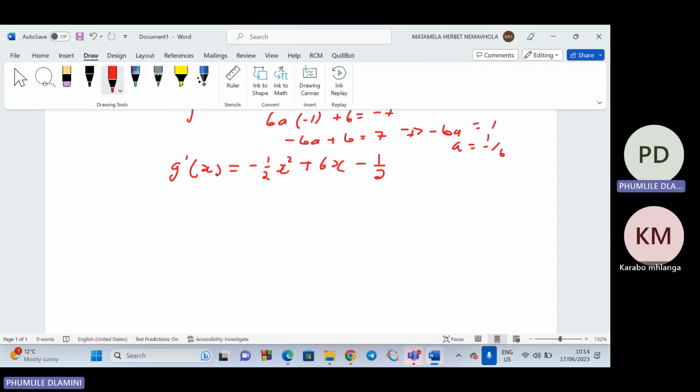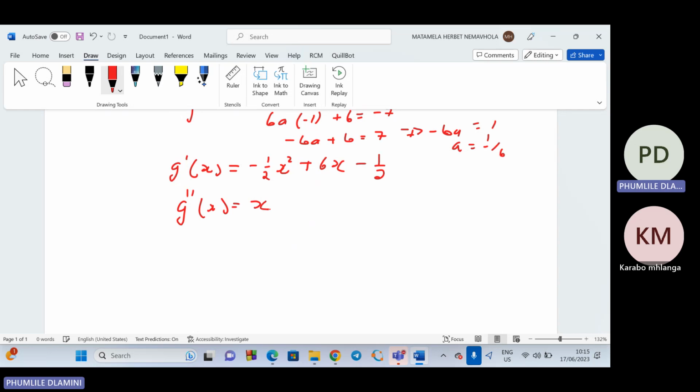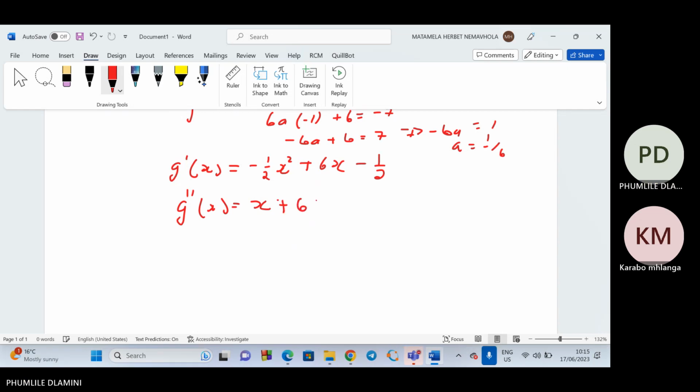So now, in order for it to be concave up, we can also check the g second prime, that we're going to have x plus 6 equals to, we can make it equal to 0. Then if we say x plus 6 equals 0, our x is going to be negative 6. Because here we have negative 1 when we differentiate, we can multiply by negative, then our x is going to be equal to 6.